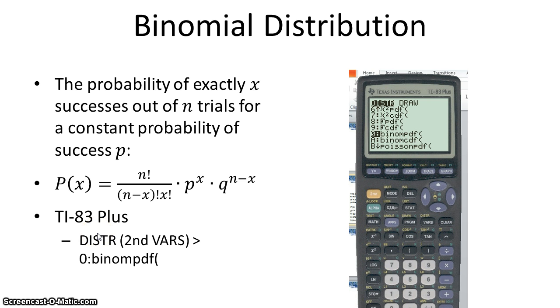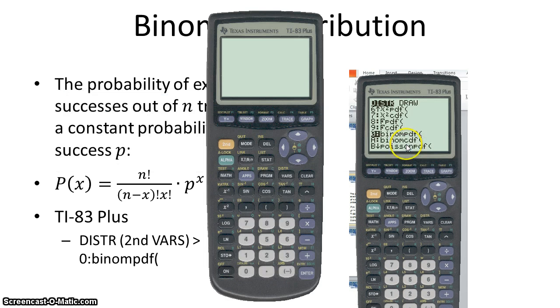Using a Texas Instruments graphing calculator, we can also calculate this same probability using the distributions found by going to second, vars, which gets you the distribution functions, and then from the menu that appears, scrolling down until you get to option 0, which stands for the binomial PDF. If I open up my graphing calculator, you can see that happen. Turning on my calculator.